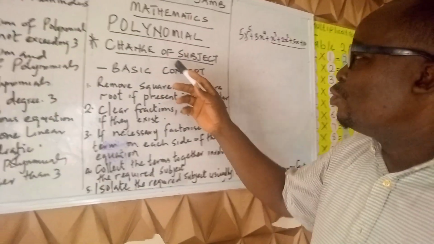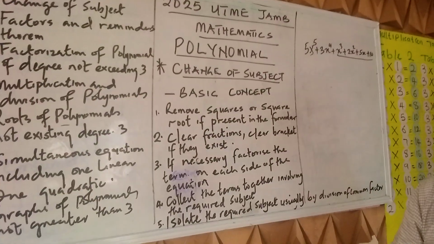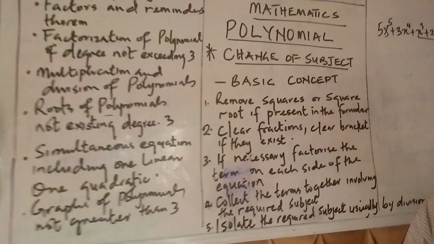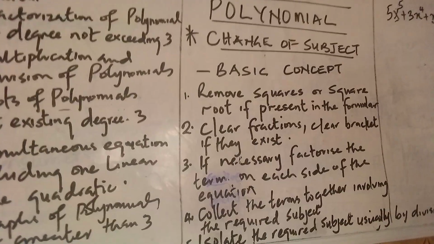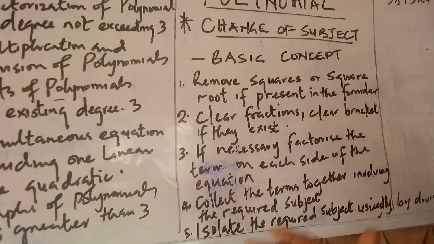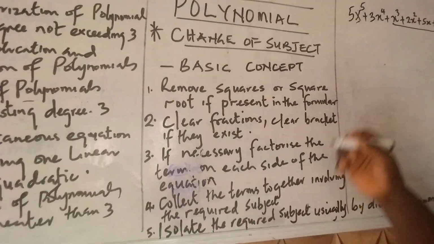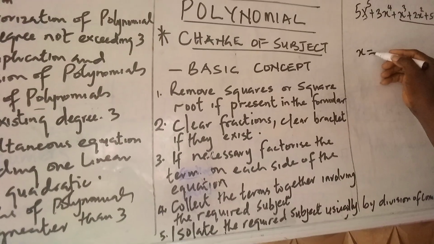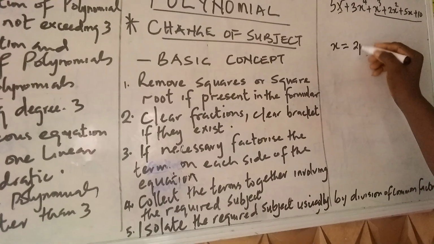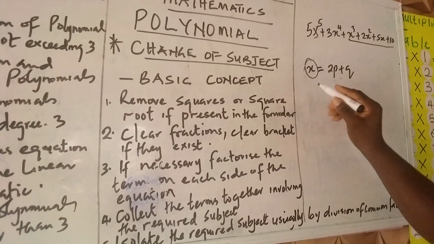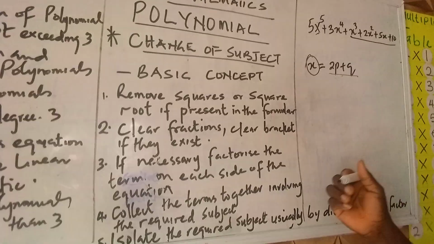Now, what do we mean by change of subject? Generally, a formula is an arrangement of mathematical expressions that shows what a variable represents. For instance, I can say that x represents 2p plus q. So x here is what we call the subject of this particular formula.